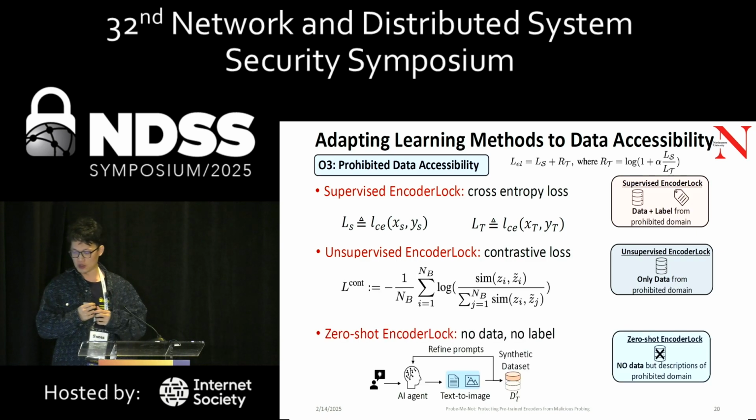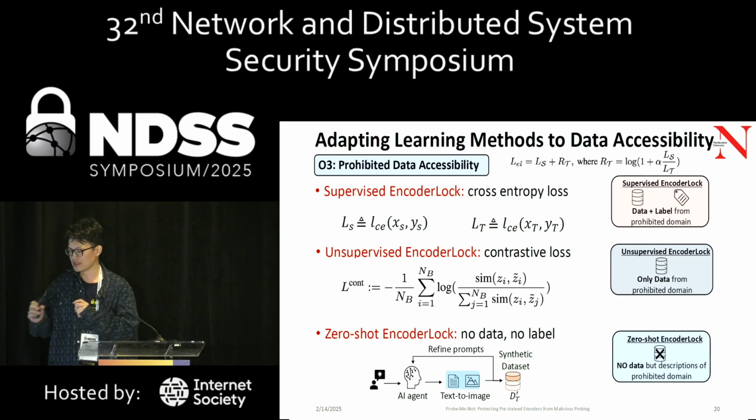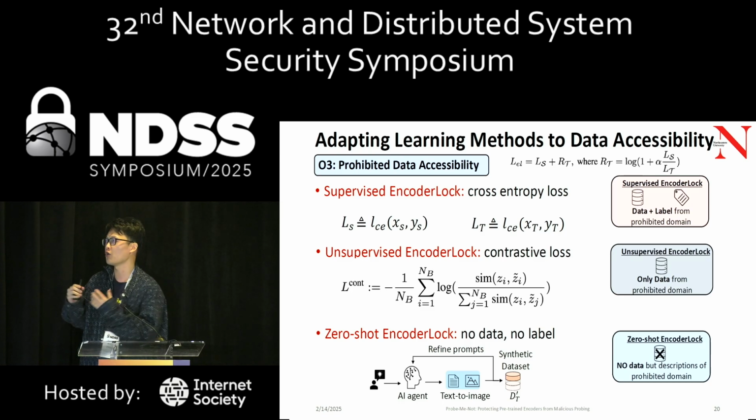So for the third level of encoder locker, we propose a so-called zero-shot encoder locker. In this case, we have no data, we have no label. We have some description of these prohibited data, prohibited domains. In our research, in our paper, this description is such as military usage. We're saying that, okay, our model cannot be used for military usage.